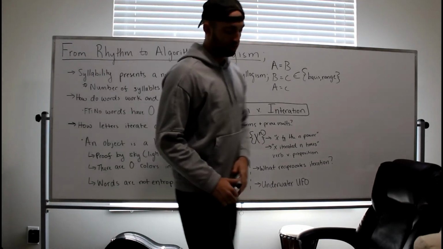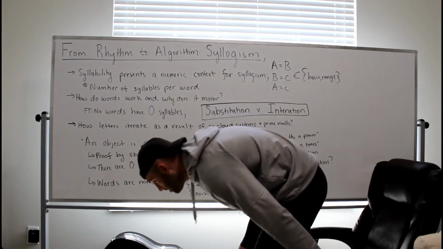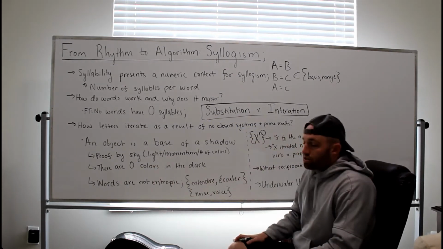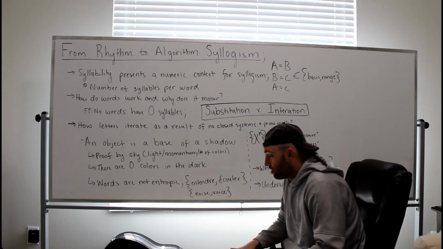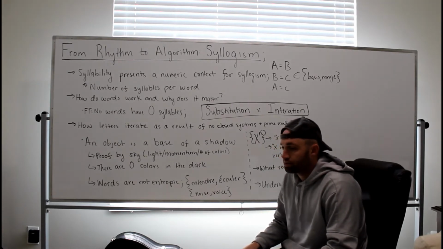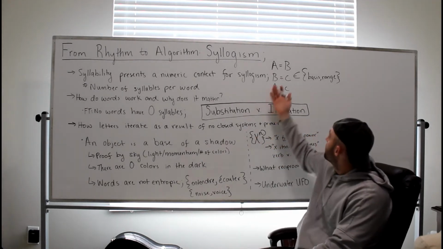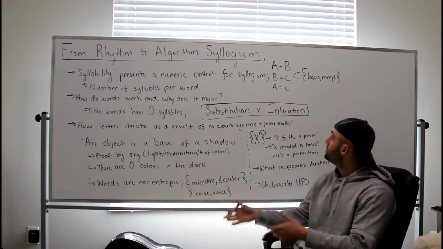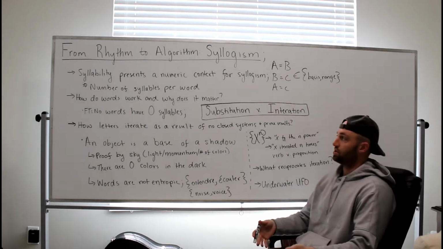Syllogism. Alright, what is syllogism? All dogs are animals. All cats are animals. Therefore all animals are dogs. No. Alright, it's A equals B, B equals C, therefore A equals C.